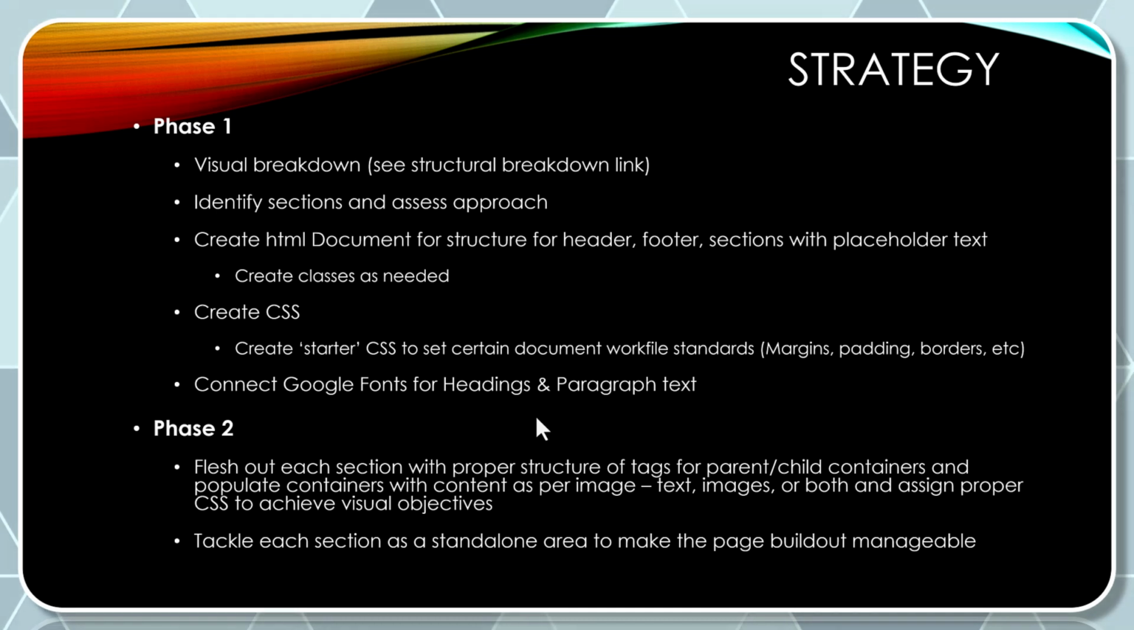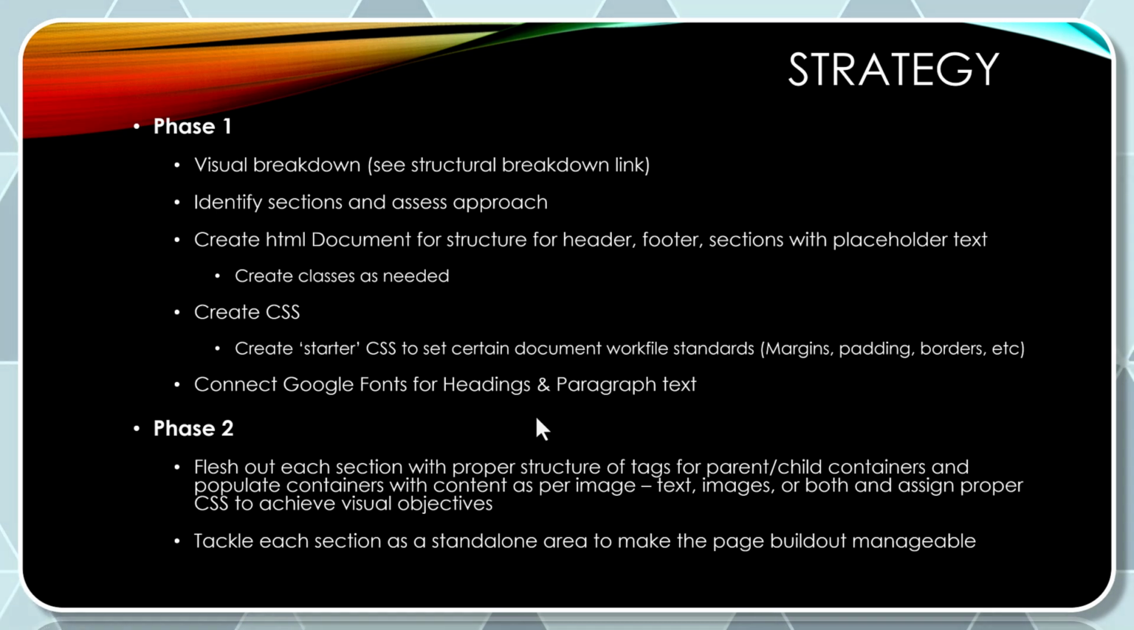In phase 2, once we have everything set in place, we're going to start fleshing out each section with proper structure of tags, parent-child containers, relationships, and start populating containers with content, images, text, or both, and assign proper CSS to achieve the visual objectives we are going for. So at the worst, we just duplicate what's in our images. If you want a challenge and you want to be more creative, go nuts and have fun with it and try to capture the spirit of the one-pager and do your own thing.